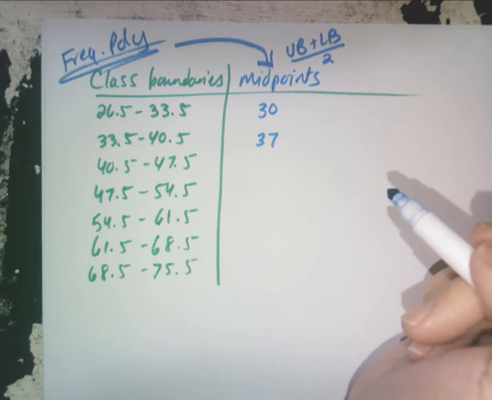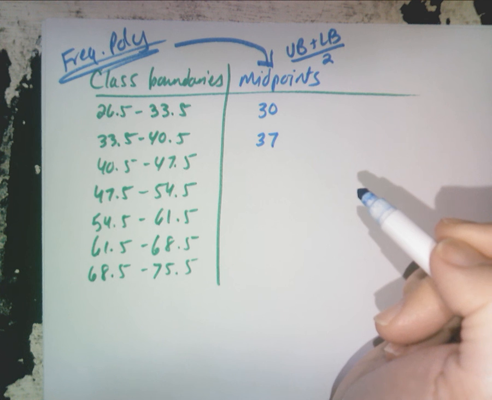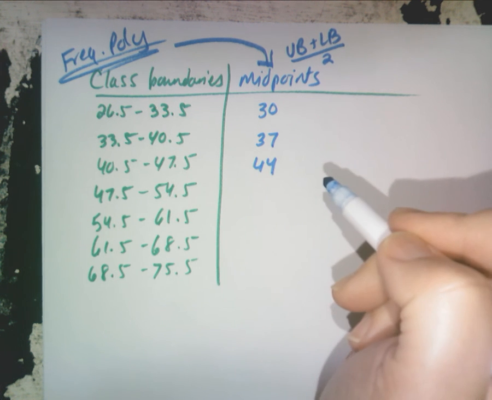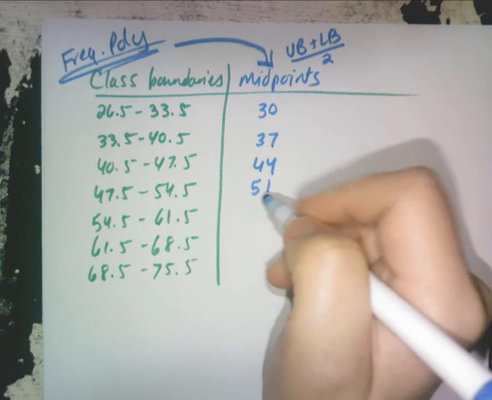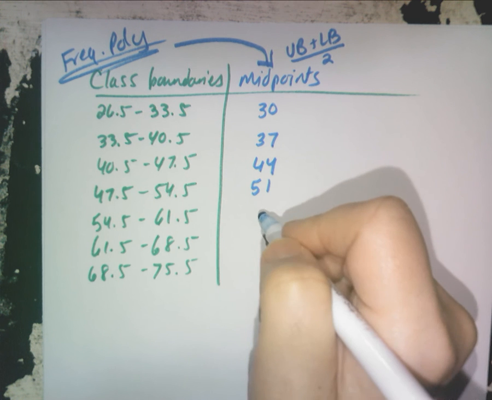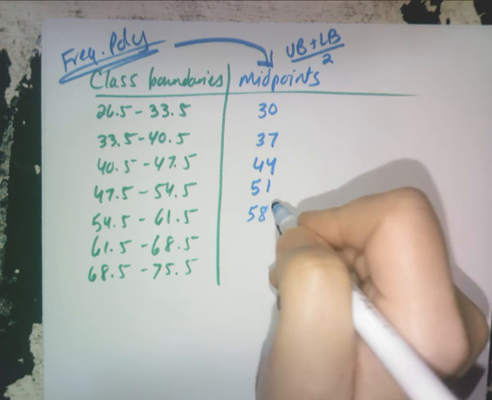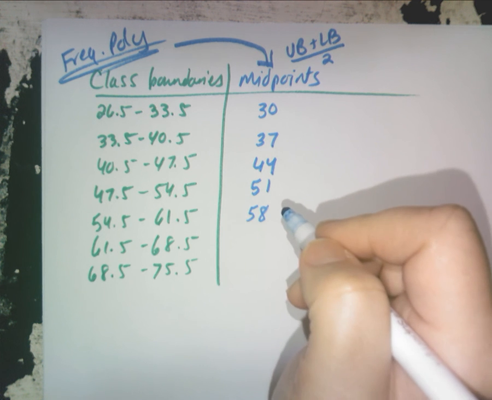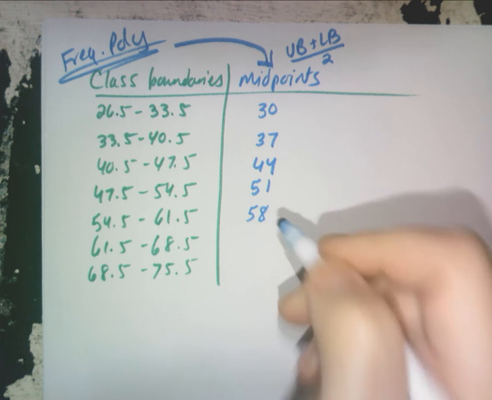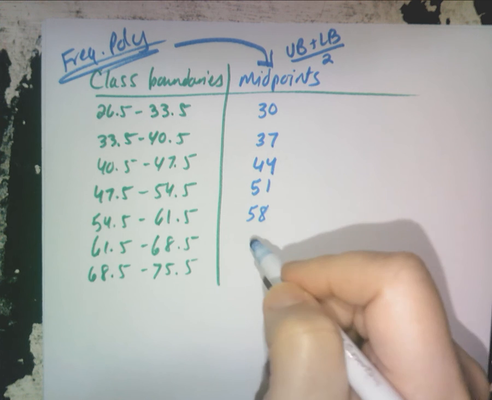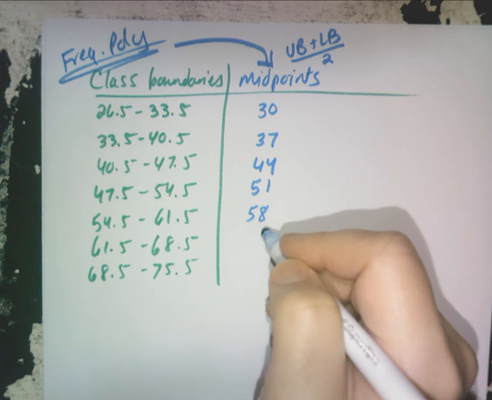Take a guess what number comes next. 44. Take a guess what comes after that one. 51. What are you doing? Adding 7. Adding 7. Where did that 7 come into play? With class width. That also works out here in the midpoints.